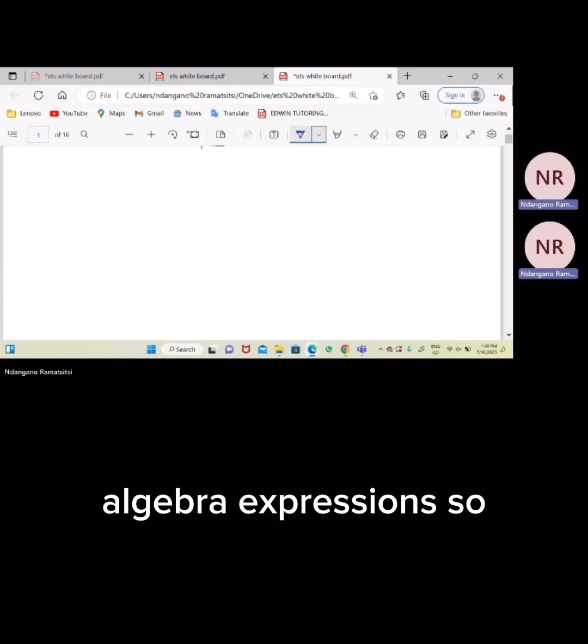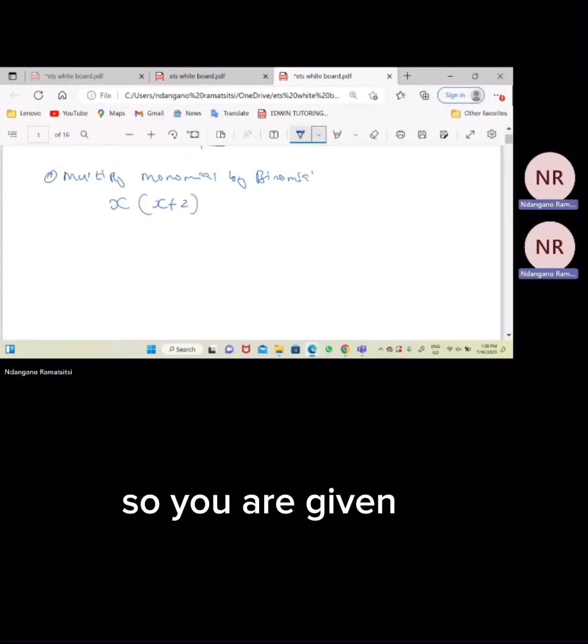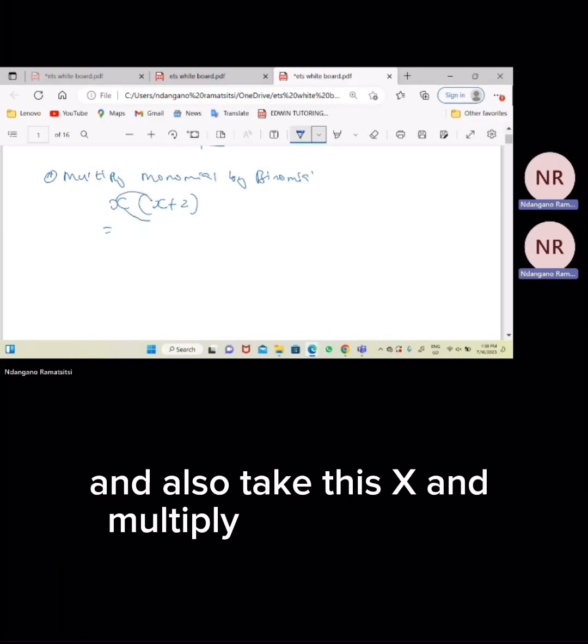algebraic expressions. So number 1, let's multiply monomial by binomial. So x times (x plus 2). You are given this. So how to multiply? You're going to take this x and multiply it by this x that is inside, and also take this x and multiply it by this positive 2.